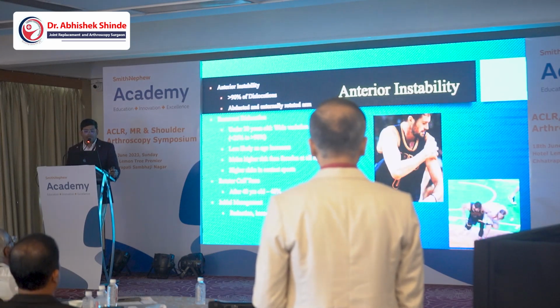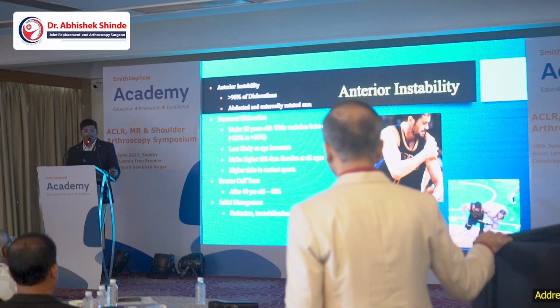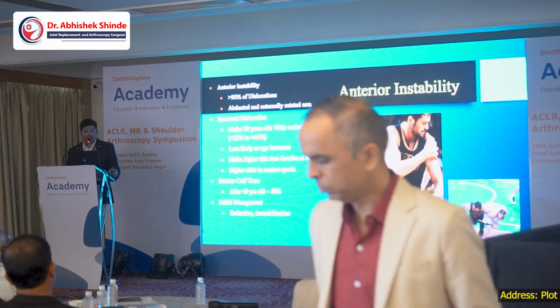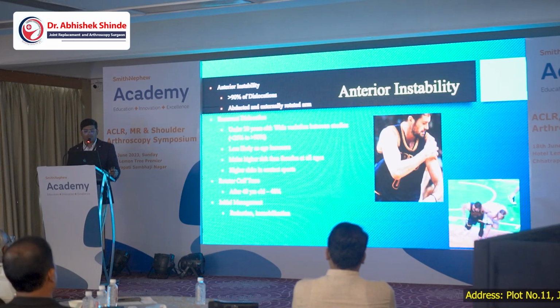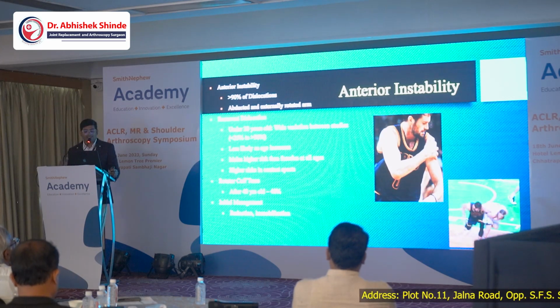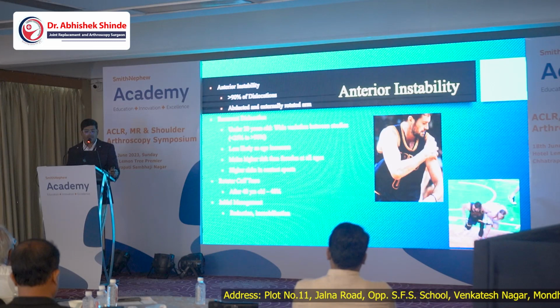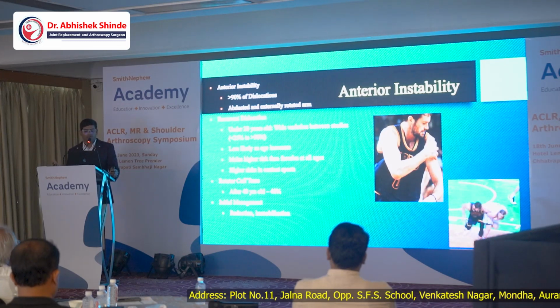So coming to the anterior instability, more than 90% of dislocations are anterior dislocations, with the arm abducted and externally rotated. Recurrent dislocation is seen under 20 years of age, with wide variation between studies, and is less likely as the age increases. Males are at higher risk, and there is higher risk in contact sports. Rotator cuff tears are associated after the age of 40 years.